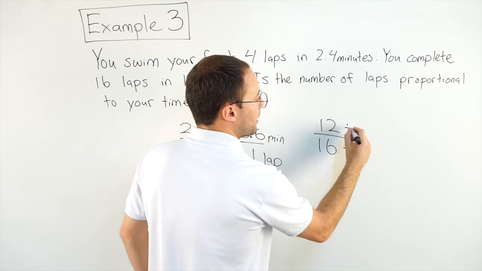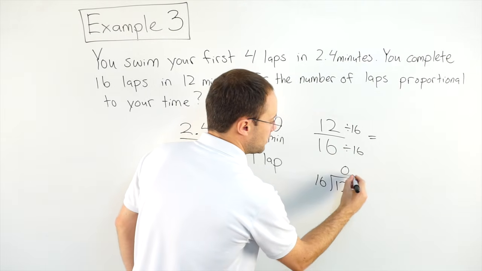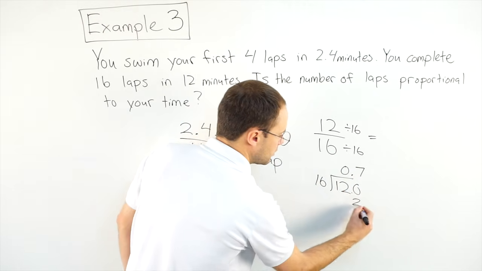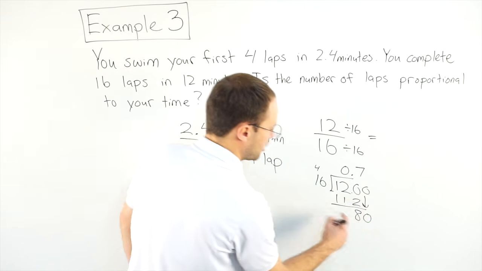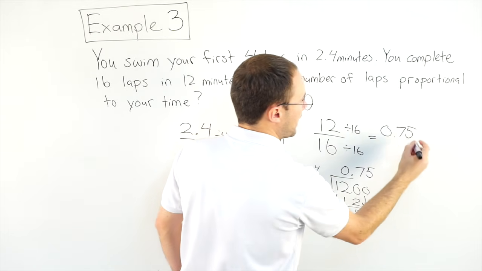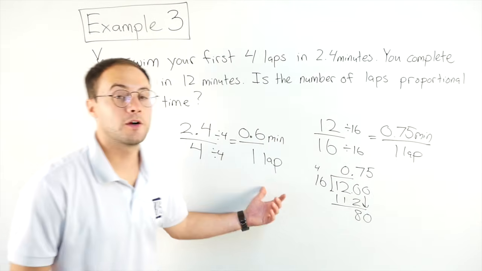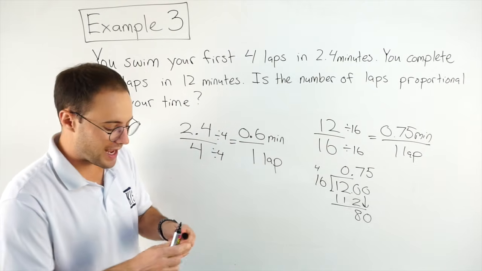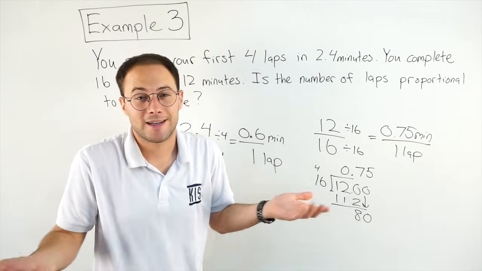Divide by 16, divide by 16. Well, 12 divided by 16 would be... 16 into 120 would go 7 times. That's 112, subtract, that's 8 left over. Bring down a 0. 16 into 80 would go 5 times. 0.75 minutes to go 1 lap. Again, comparing their unit rates, they are not the same, which means they are not proportional. And if you're wondering why the amount of time is not proportional to your laps, you're going to get tired.